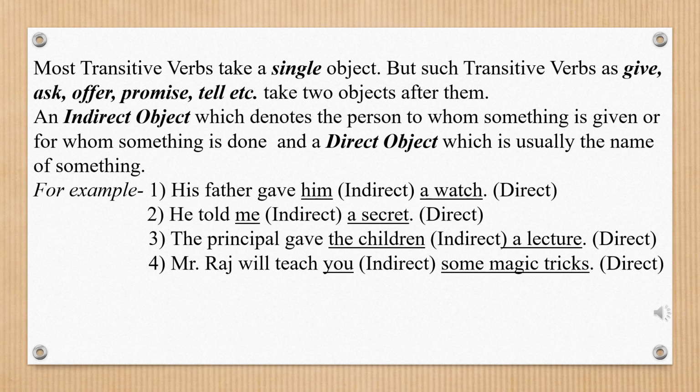Look at the examples. His father gave him a watch. He told me a secret. The principal gave the children a lecture. Mr. Raj will teach you some magic tricks. In all the above sentences, there is a direct object and an indirect object.